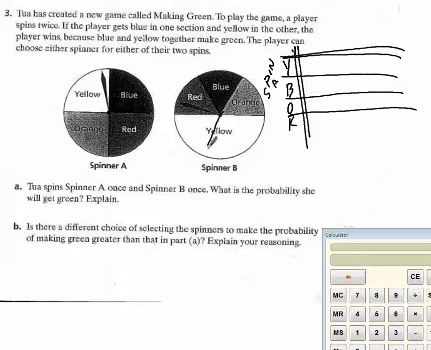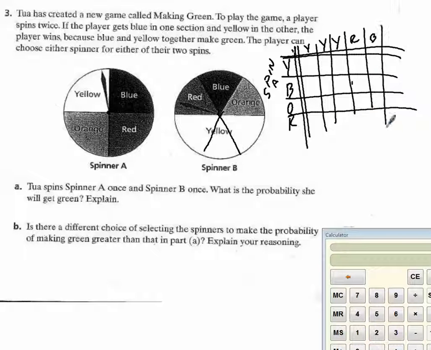So on this one, this is a little tricky because the yellow is half of it, right? So if I divide the whole thing into 6, I have 1, 2, 3 yellows, don't I? I also have a red, a blue, and an orange. So where are my winners?